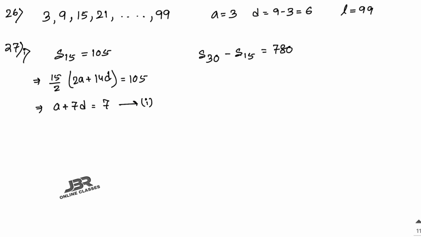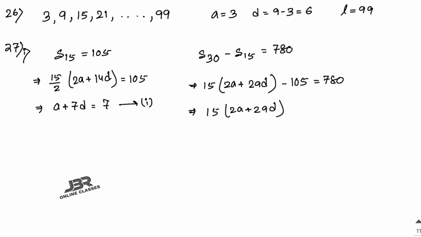Now next one, S30. S30 means 30 by 2, that means 15. Then 2a plus 29d minus 105 equals 780. So 15 times (2a plus 29d) equals 885.